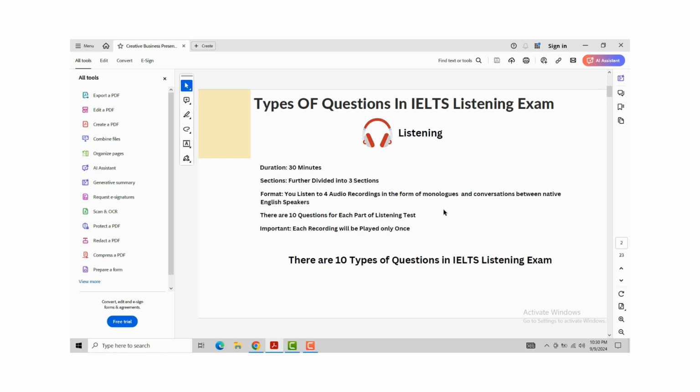The format: you listen to 4 audio recordings in the form of monologues and conversations between native English speakers. For example, a person would be speaking about his experience in a university, or it can be an introduction to a tour, or to a university, or to a course, or it can be a conversation between 2 native English speakers, or more than 2 native English speakers.